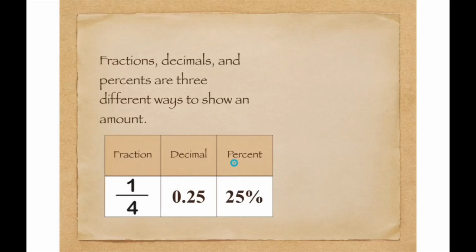And thirdly, we've got percents. We can show everything in terms of 100. 25%, whenever you see that little symbol, remember that just means everything's in terms of 100. So everything's related to 100. Three different ways to show numbers.